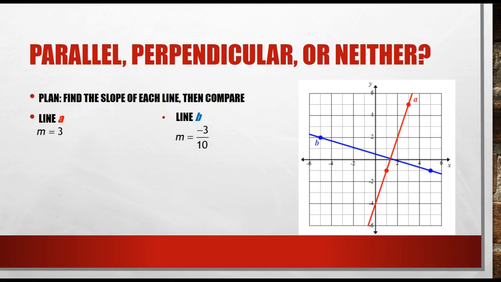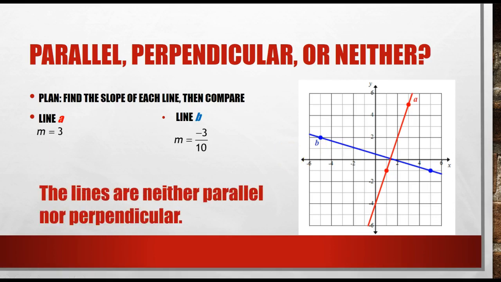These are actually not perpendicular. Like I said, I was expecting a slope of -1/3, or in this case, a line that's perpendicular would have a slope of +10/3. So in this case, the lines are neither parallel nor perpendicular.